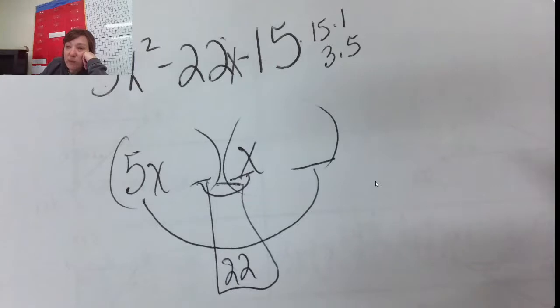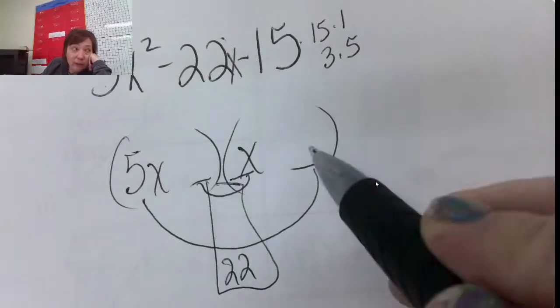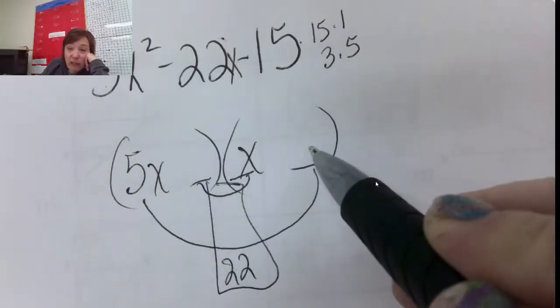So sometimes we have to do a little trial and error. Now, I will say right now, we know we're not going to put 15 right there. Because what's 15 times 5?